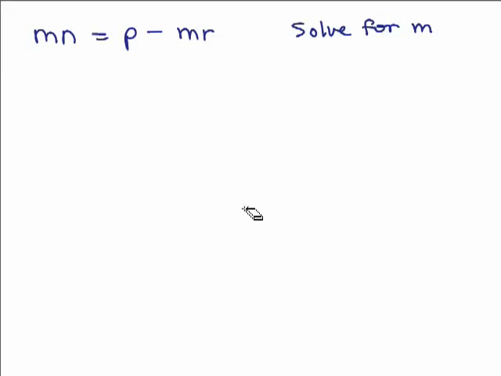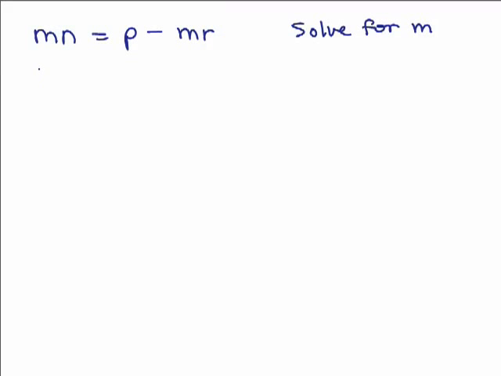Another problem. Mn equals P minus Mr, and we're going to solve for M. All right, so again, notice we have the variable M in 2 different terms in the problem. So what I need is to sort of do the combining of like terms, but they have to be on the same side of the equation first. So these 2 terms, the Mn and the negative Mr, need to be on the same side of the equation. So let's add Mr to both sides.